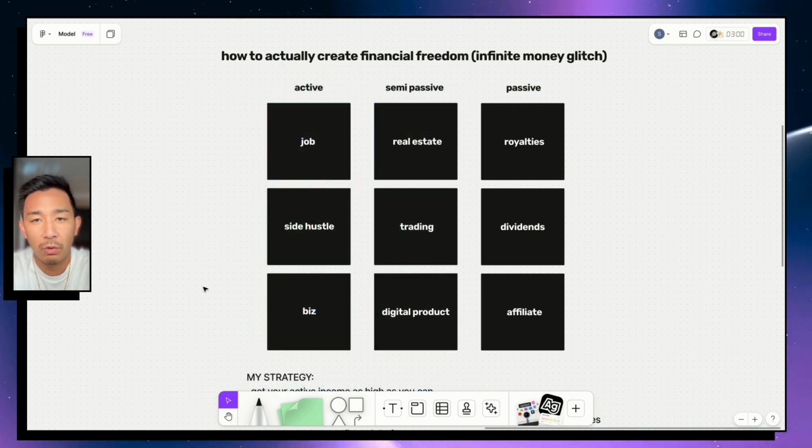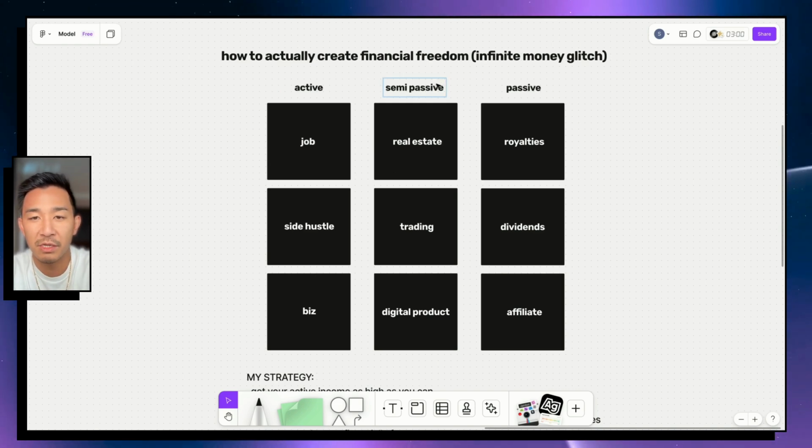Now, the second category of income is semi-passive income. This is what I consider income that has some passive elements to it. You're not working as much as you are with active income, but you are still working, right? You're still putting in hours into this. Once you set it up, it's not like you just set it and forget it.